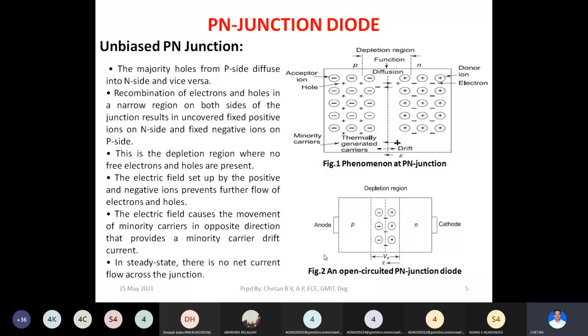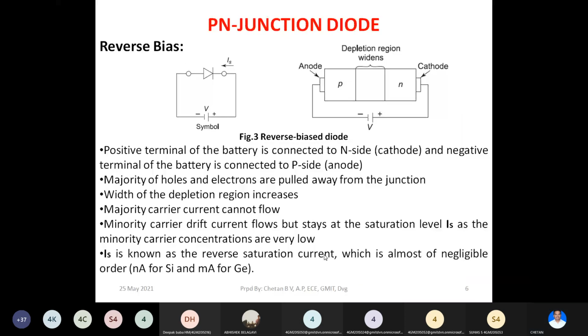Coming to the operation of the PN junction diode, we have studied how an unbiased PN junction diode works, or what phenomenon takes place in an unbiased PN junction diode. An unbiased PN junction diode is one where you have not applied any external voltage. Later on, we have studied how a reverse biased PN junction diode works.